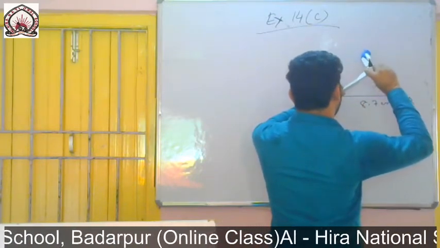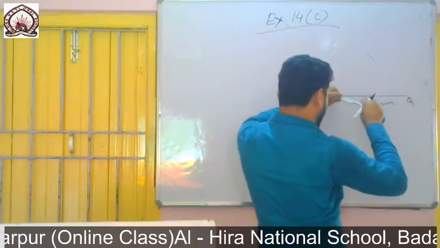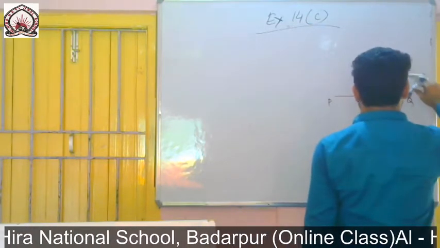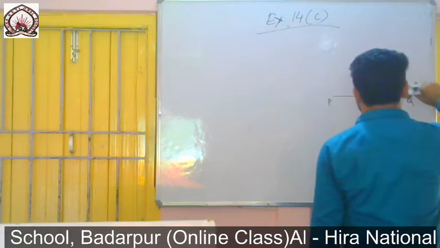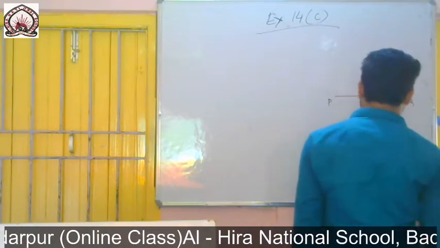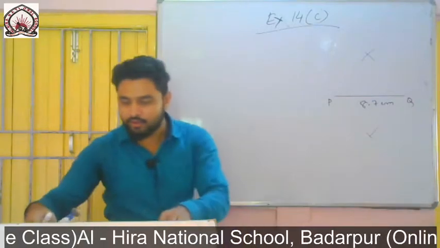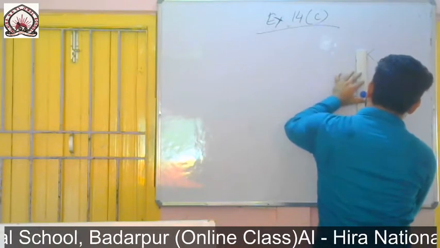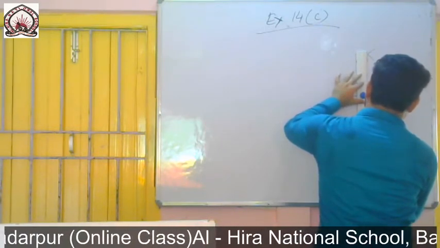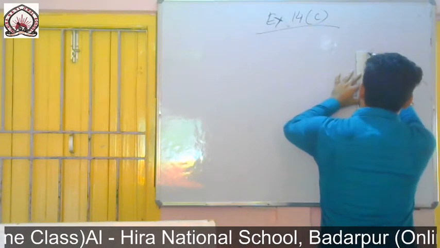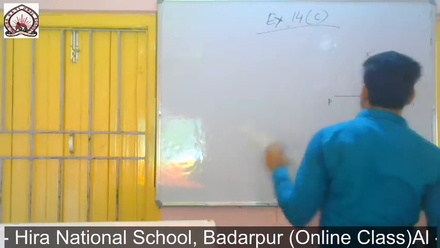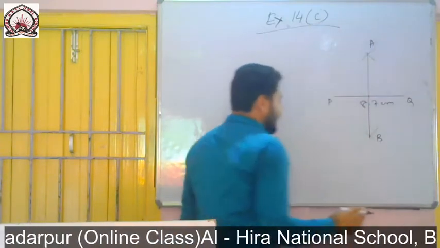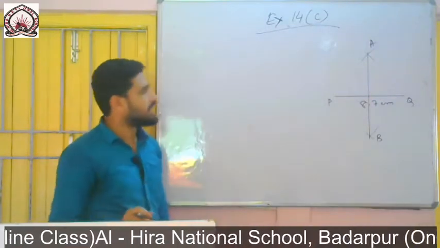Like this, and without changing the radius you cut this one. Like this it will cut. Now if you join these two lines, then you will get the perpendicular bisector. So you see, and give a name like A, B at the intersection point.